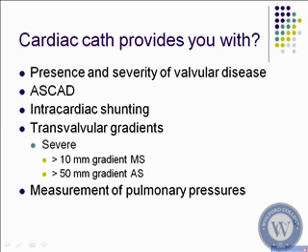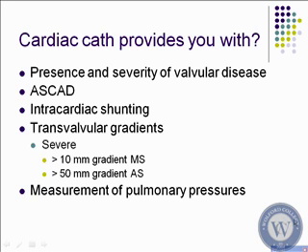Cardiac cath provides you with the presence and severity of valvular disease. It tells you about the coronaries. It also tells you if there are any intracardiac shunts taking place. And the transvalvular gradients can also tell you a significant amount about how severe the disease process is. Anything greater than 10 millimeters of gradient for mitral stenosis is considered severe.